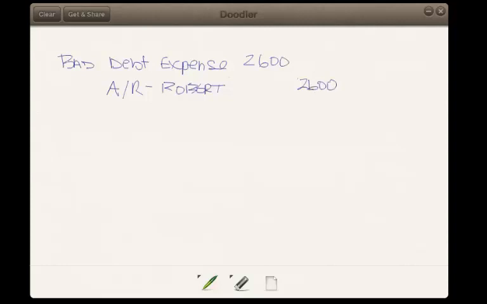Now on August 5th of the following year, $520 is recovered from Robert. Since it's the following year and the original write-off to bad debt expense had been closed out to net income, we reinstate Robert's accounts receivable with a debit, but we credit bad debts recovered, not bad debt expense. So we reinstate his accounts receivable for the amount that he paid, which is $520, and we credit bad debts recovered.